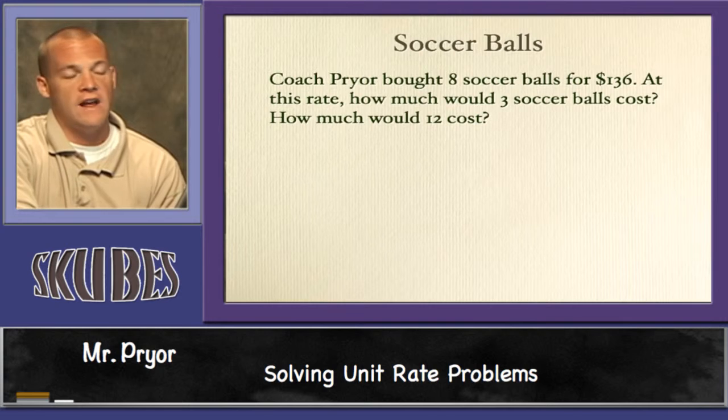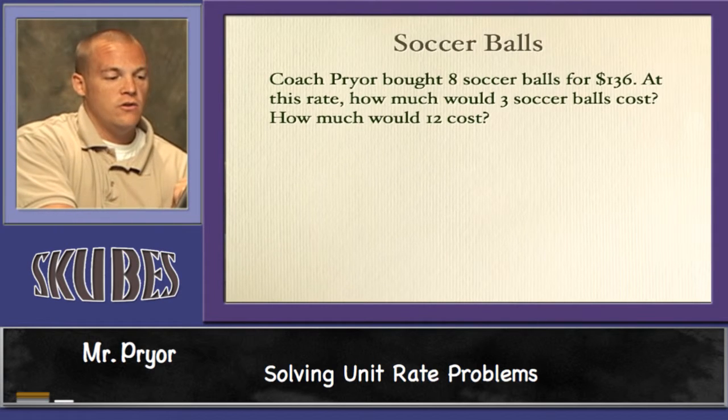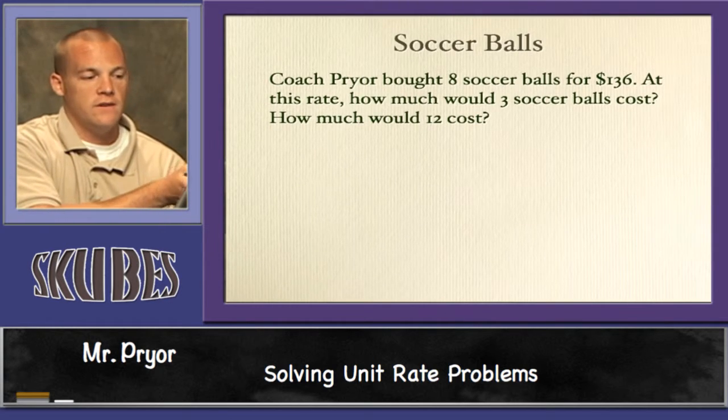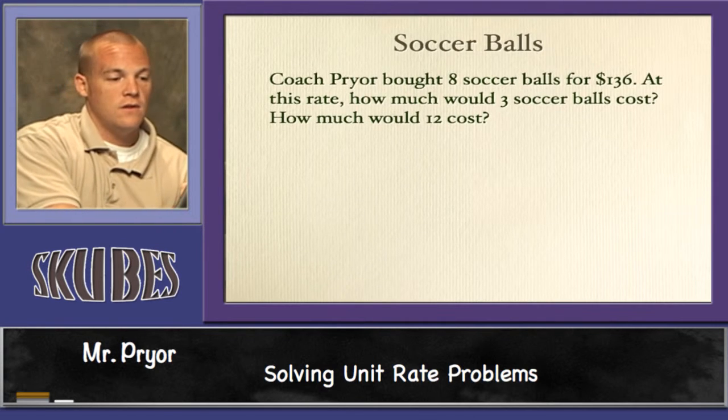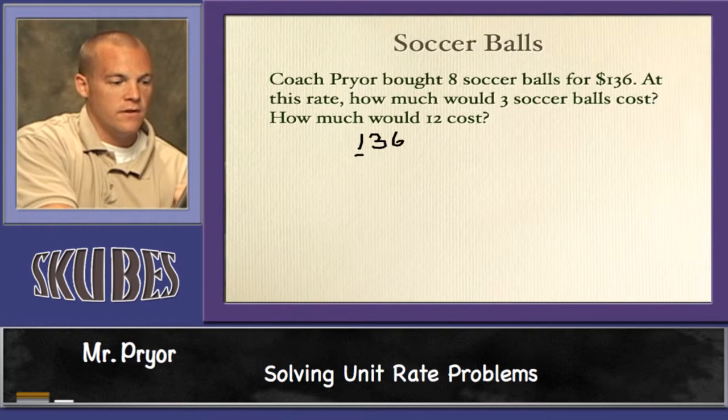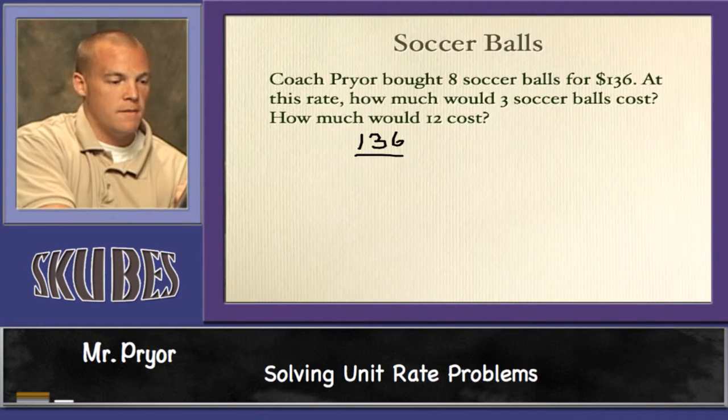I'm going to show you another strategy here. You can use a strategy of proportions. We used this in another lesson earlier on when we were talking about percents. So you can set this up in proportion form, putting the money over the total number of soccer balls originally bought, and set that equal.